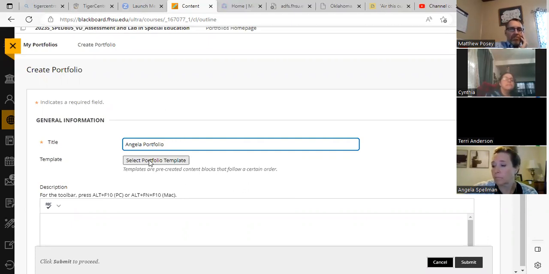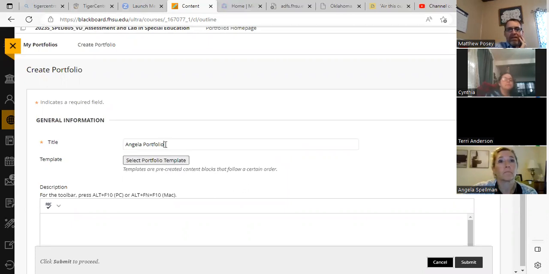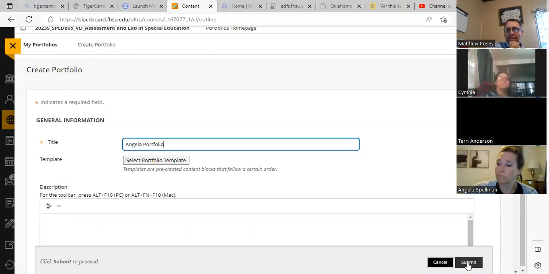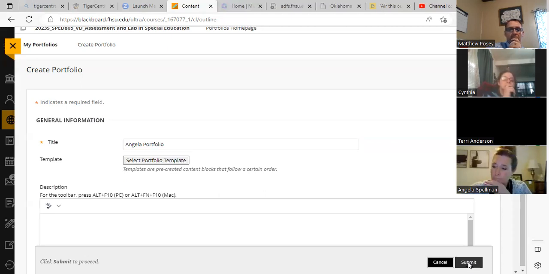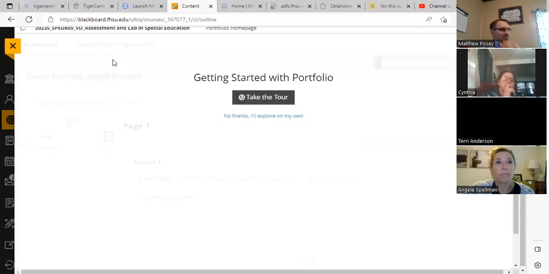I'm going to ignore this select template. Not worried about that. I'm going to title it. We already did, Angela Portfolio. I'm going to drop down to the right-hand corner and hit the Submit button. Now, especially your first time, I would strongly encourage you to take the tour because it will literally walk you through each step. Okay, you can hit no thanks, I'll explore on my own.